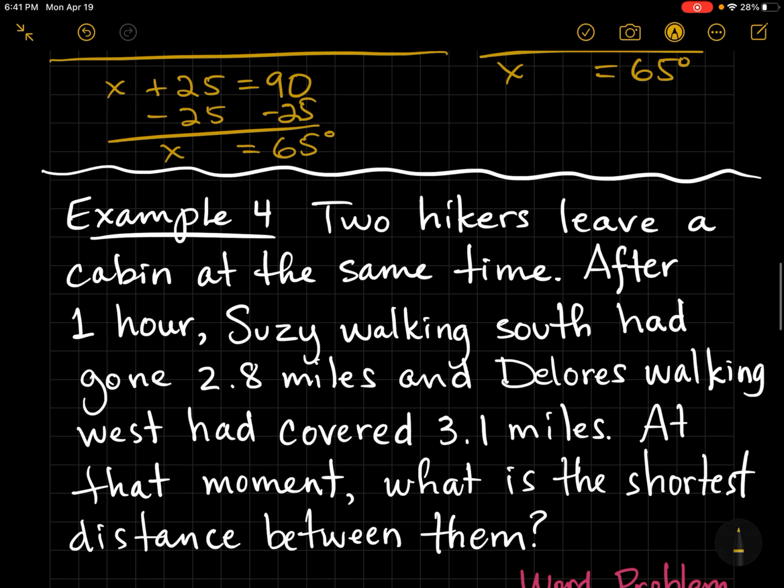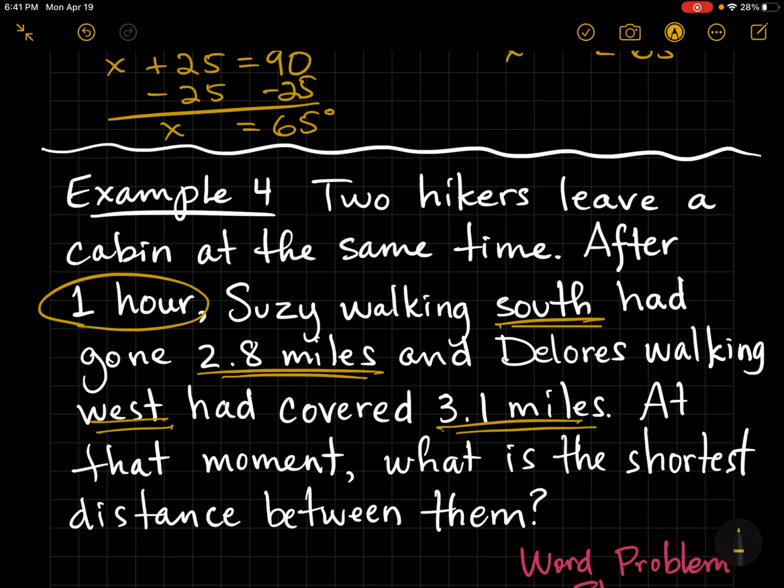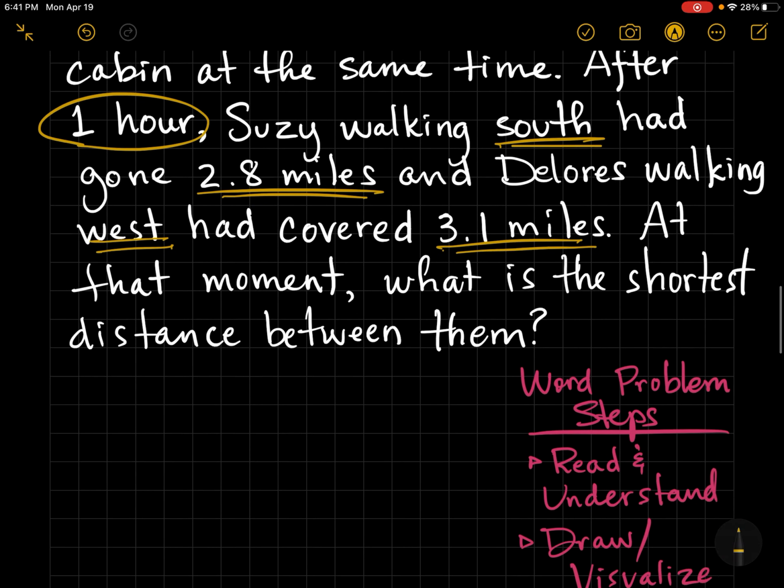Let's do a word problem. 2 hikers leave a cabin at the same time. After 1 hour, Susie, walking south, had gone 2.8 miles. I usually like to underline or circle important information. And I'll talk about steps a little bit for word problems. Dolores, walking west, that might be important, had covered 3.1 miles. At that moment, which I guess is 1 hour later, what is the shortest distance between them?